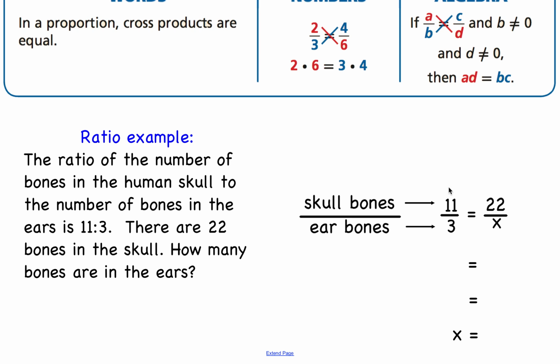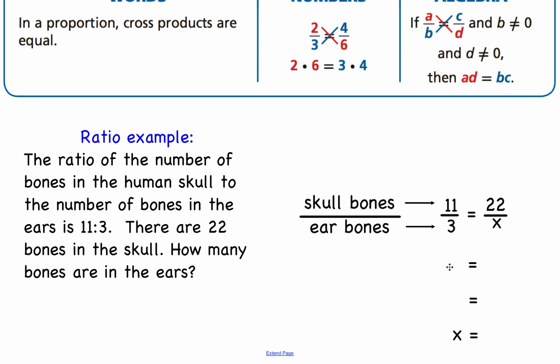Well, the main thing you want to be sure of when you're setting up a proportion is to put the numbers in the right place. So 11 refers to the number of skull bones, and 3 is the number of ear bones. 22 goes with skull bones, so it goes on the top, and we're looking for the number of ear bones. If you have skull bones on top, these both need to refer to skull bones.